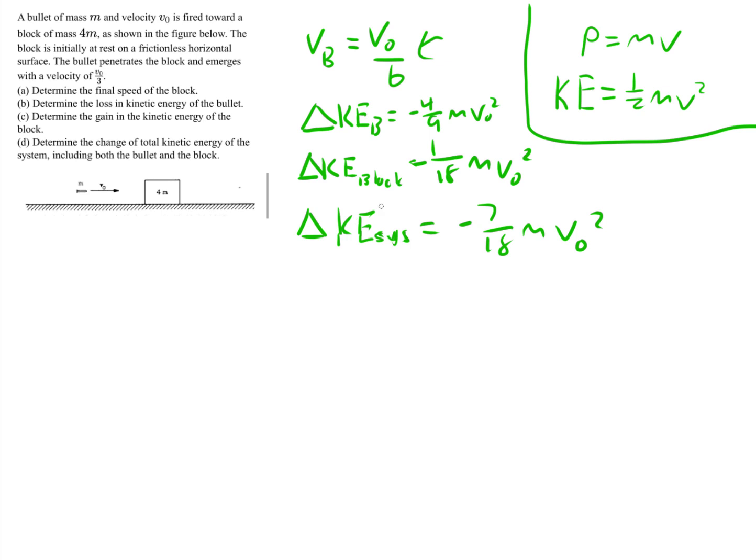Now you might notice that we have lost a little bit of energy, and this is because the collision is inelastic, so some of this energy gets dissipated as heat into the surrounding area. So this is part A, this is part B, this is part C, and this is part D. And that is how you would solve this problem.